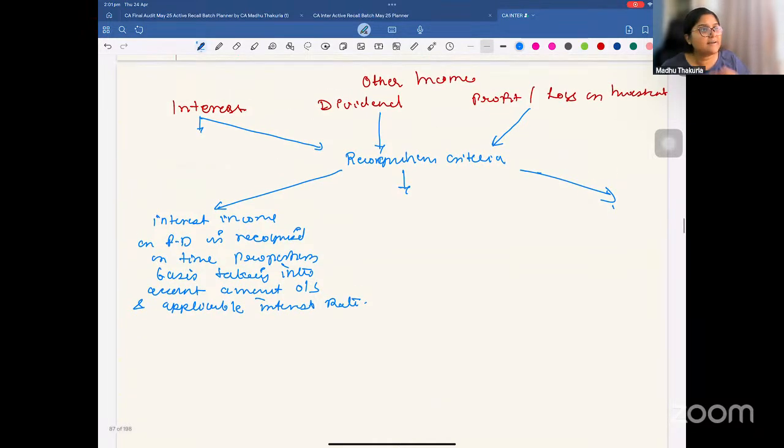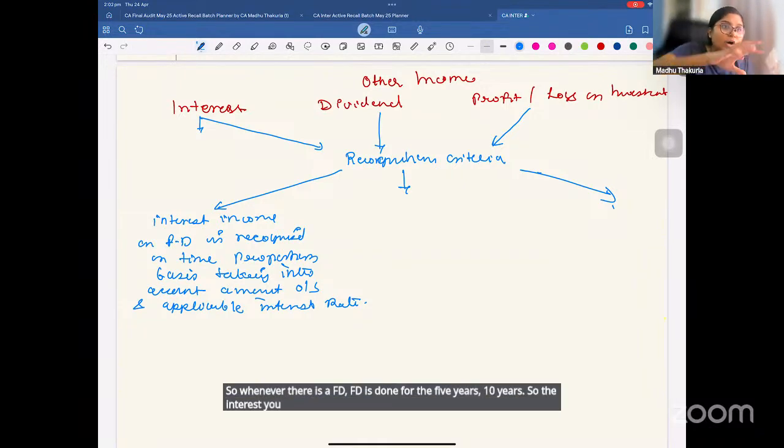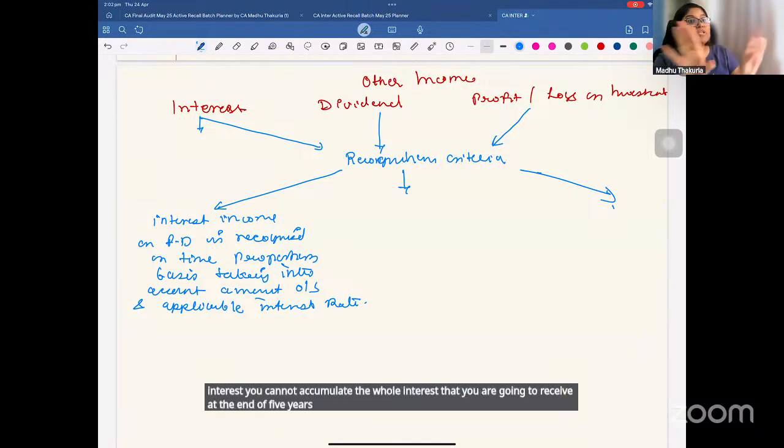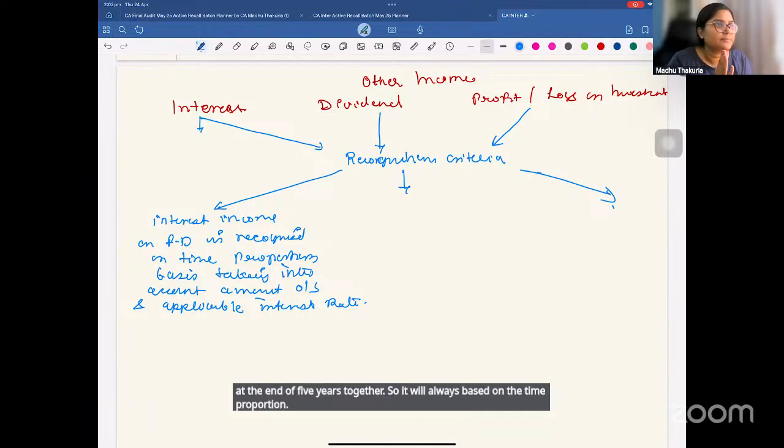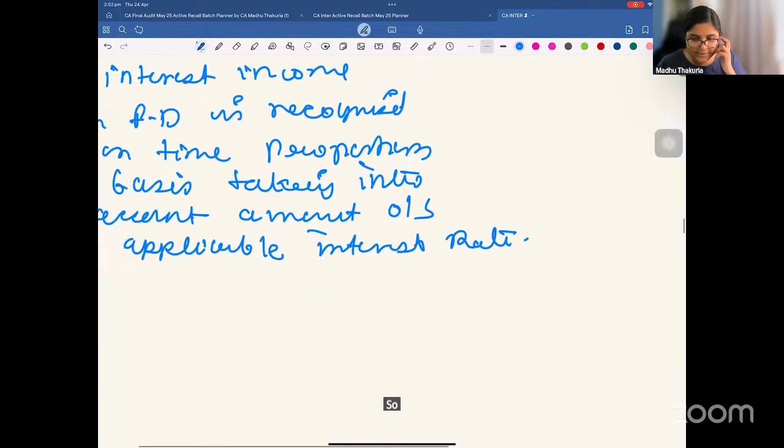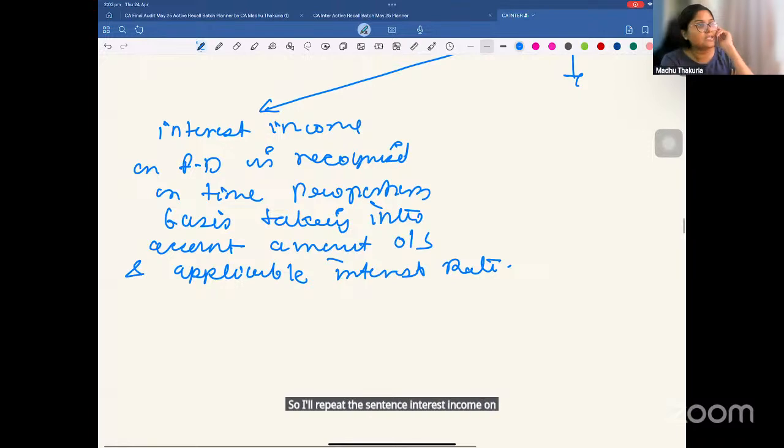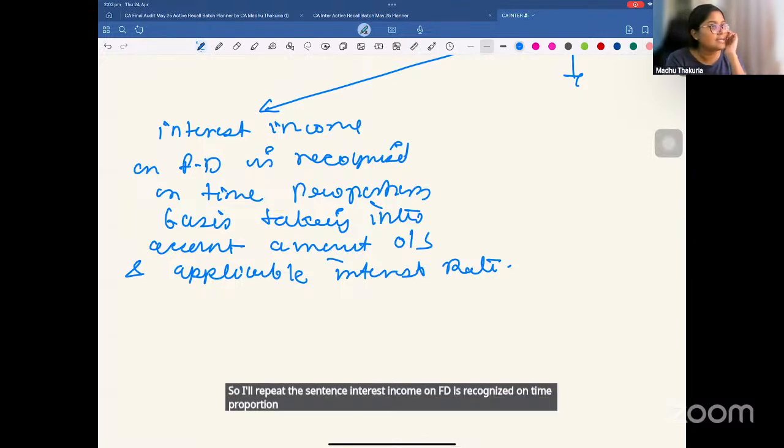So whenever an FD is done for 5 years, 10 years, you cannot accumulate the whole interest that you are going to receive at the end of 5 years together. It will always be based on time proportion. So I'll repeat the sentence. Interest income on FD is recognized on time proportion basis, taking into account the amounts outstanding and applicable interest rate.